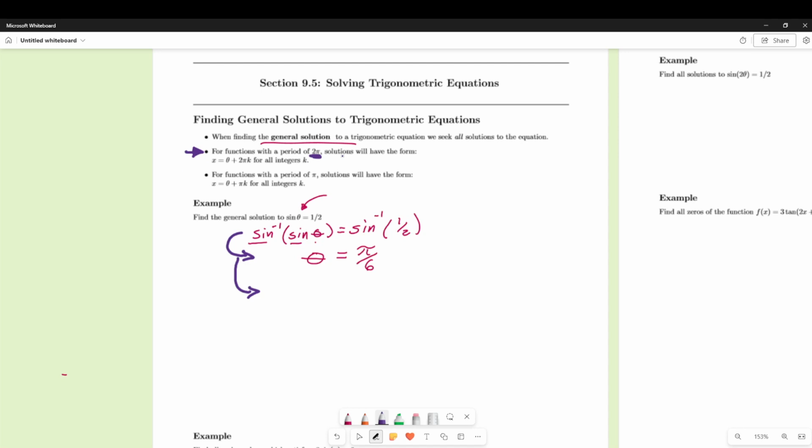When we have functions that we're using the inverse as a solving technique that have a period of 2 pi, like sine and cosine, we have solutions in this larger form. Now, I really think this should say x1 equals theta 1 plus 2 pi k, and x2 equals theta 2 plus 2 pi k, because we're often going to have two sets. And let's look at the reason why that is.